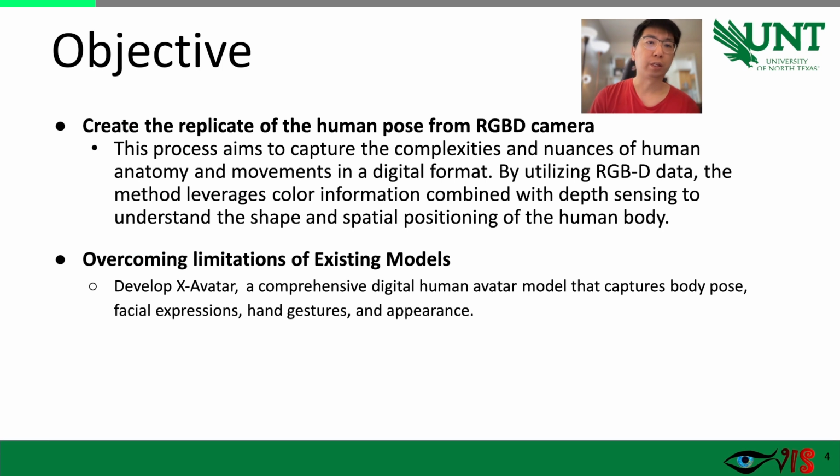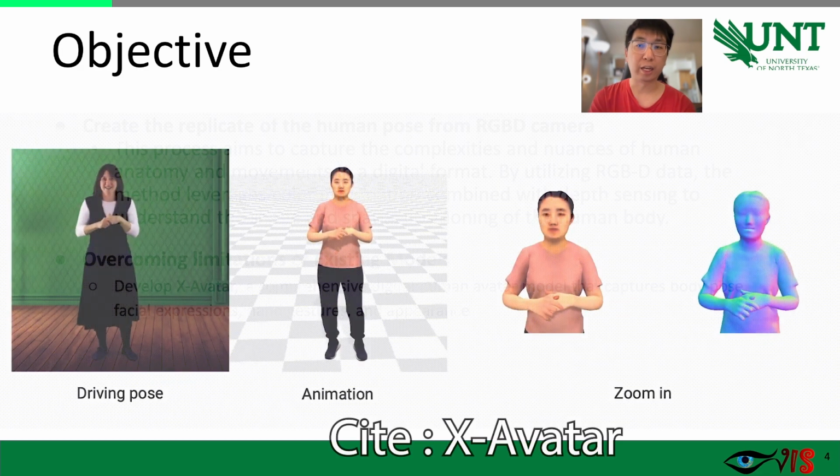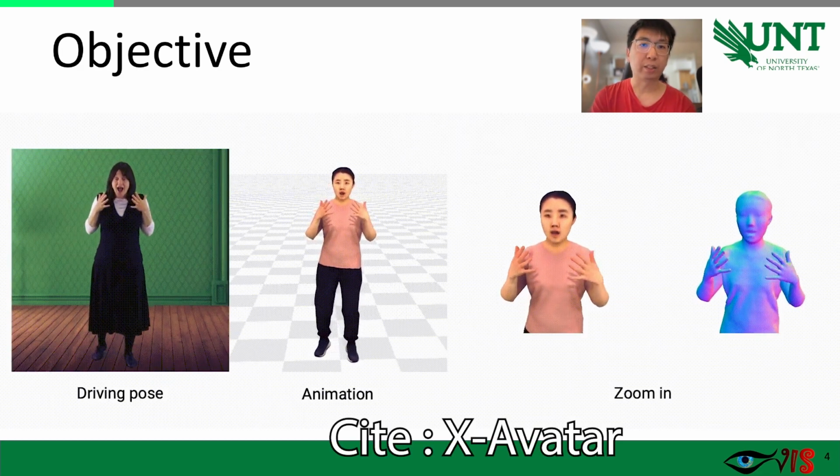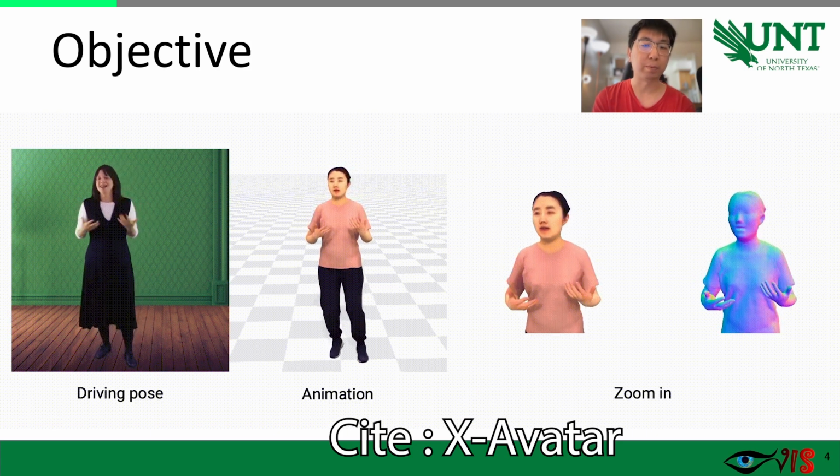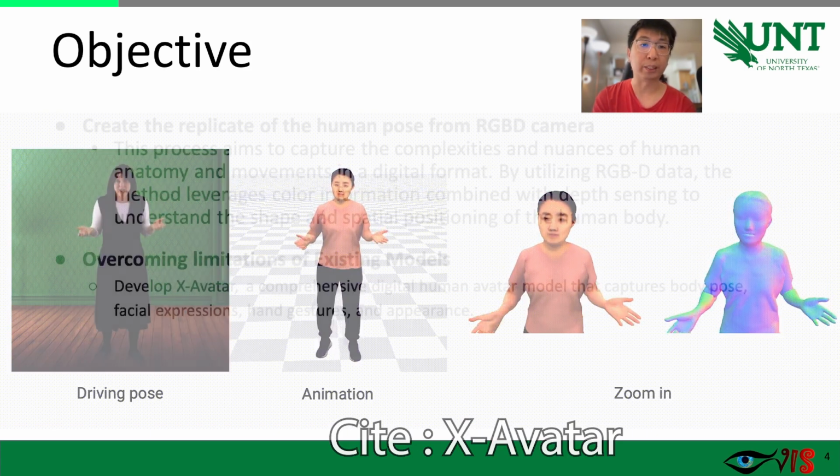Objective for this project: we're going to create a replica of the human pose from the RGBD camera. We have the input from the RGBD camera and 3D scan, and we're going to use those inputs to generate a 3D human form. This process aims to capture the complexity and nuance of human anatomy and movement in digital format. By utilizing the RGBD data, the method leverages the color information combined with depth sensing to understand the shape and spatial position of the human body.